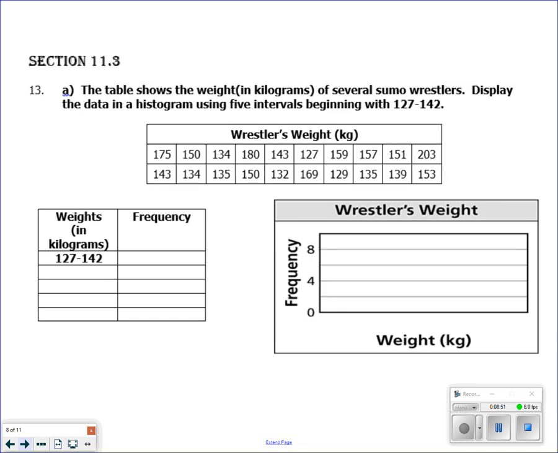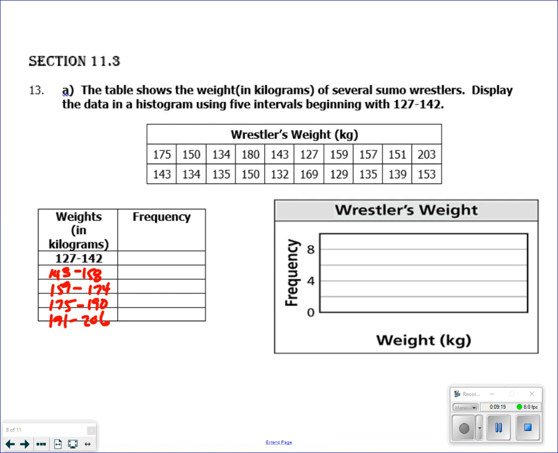The table shows the weights in kilograms of sumo wrestlers, and they're giving you the first interval. The first interval is from 127 to 142. So now, keeping with the same interval each time, so again, a difference of 15 each time. So 143 to 158, 159 to 174, 175 to 190, and 191 to 206.